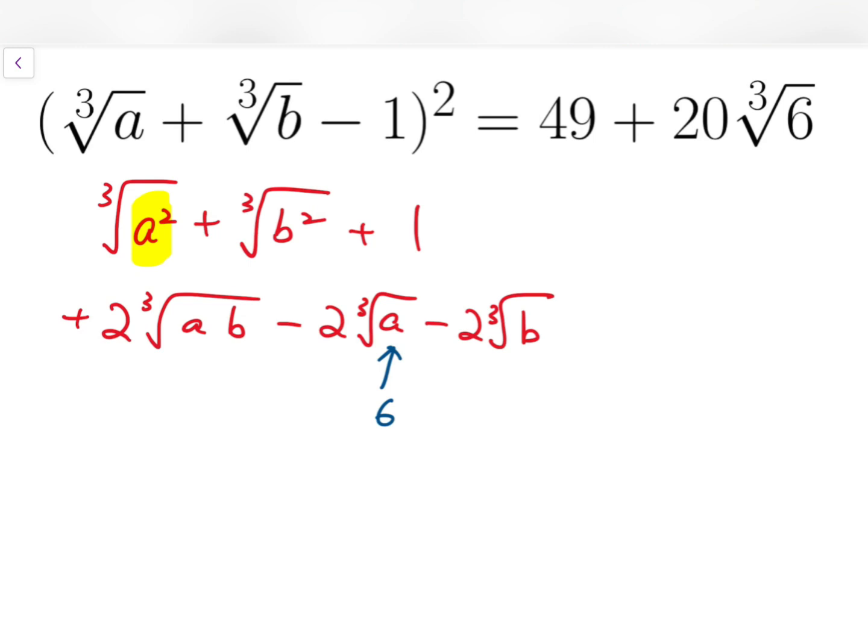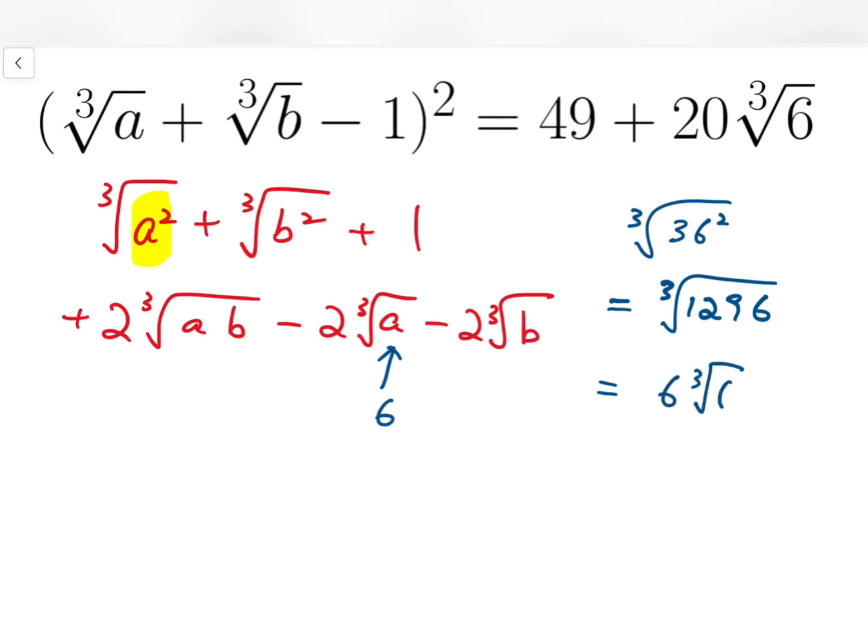Besides, you may notice that cube root of 36 squared is equal to cube root of 1296, which is 6 times 216, or 6 times 6 cubed. So simplifying, we have 6 times cube root of 6. So somehow by putting b as a multiple of 36, we might be able to create some other terms that are in terms of cube root of 6. So let's try.